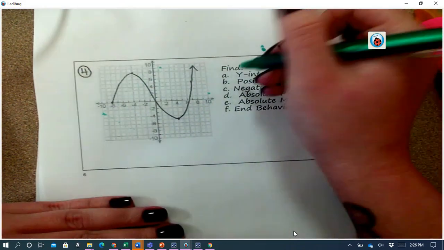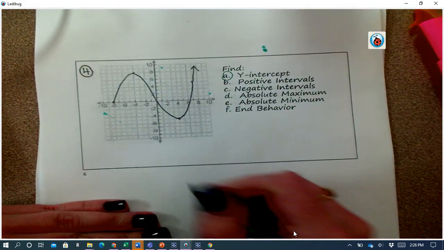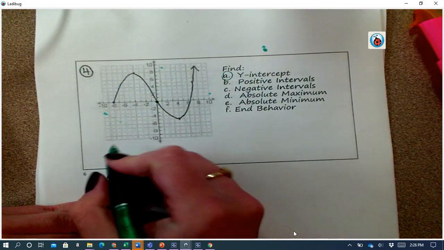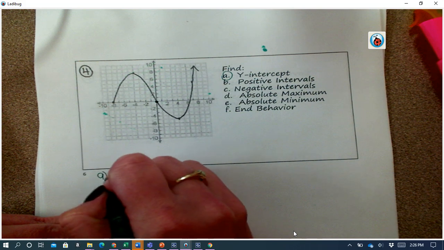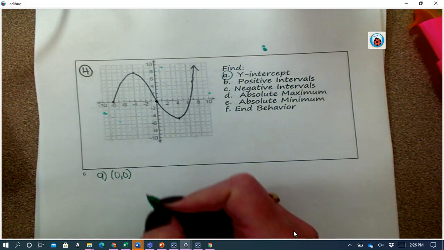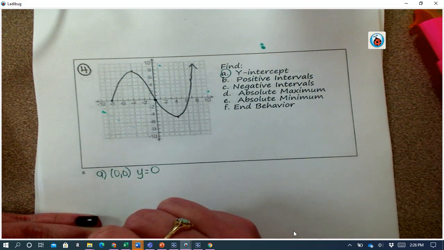Number 4, the first thing we are asked to find is the y-intercept. That is where the graph crosses the y-axis. So the answer to part A is the point (0, 0). Depending on your answer choices, it could also be y equals 0.